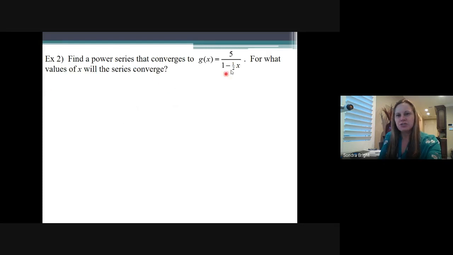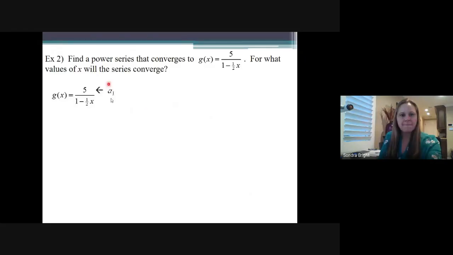So that means this is the sum of the infinite series, right? So that means your 5 is your first term, and 1 minus r is 1 minus 1/2 x. So I'm going to write it, right? Your first term is 5. Your next term would be 5 times 1/2 x. Third term would be times 1/2 x to get to the next guy, right?